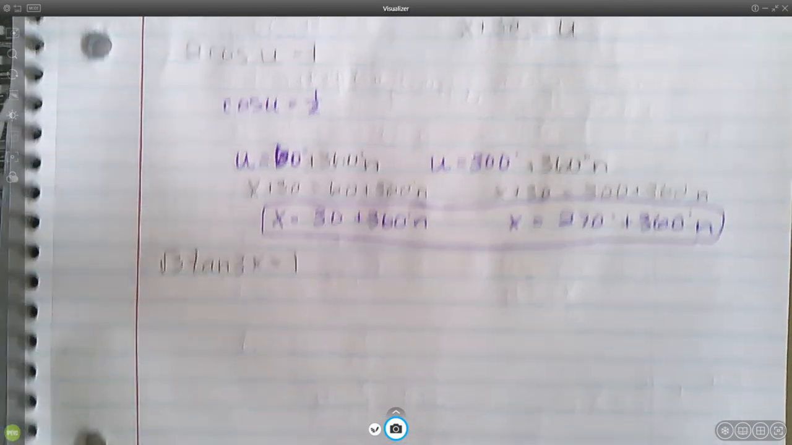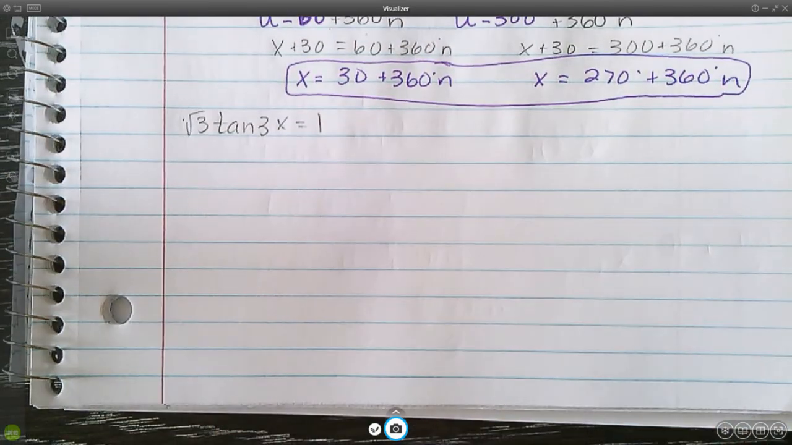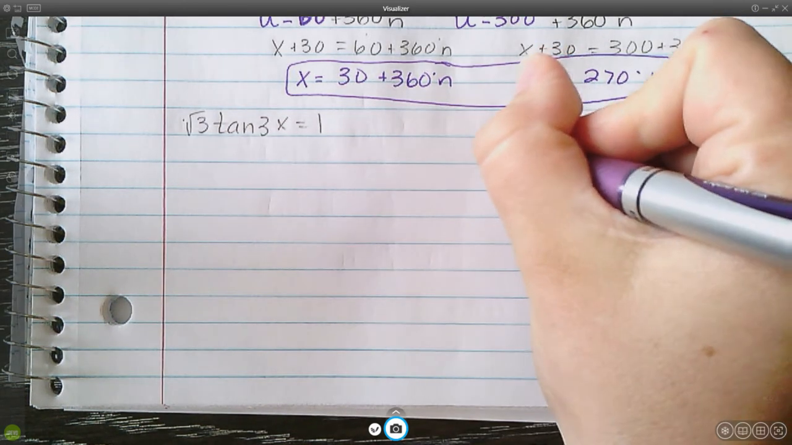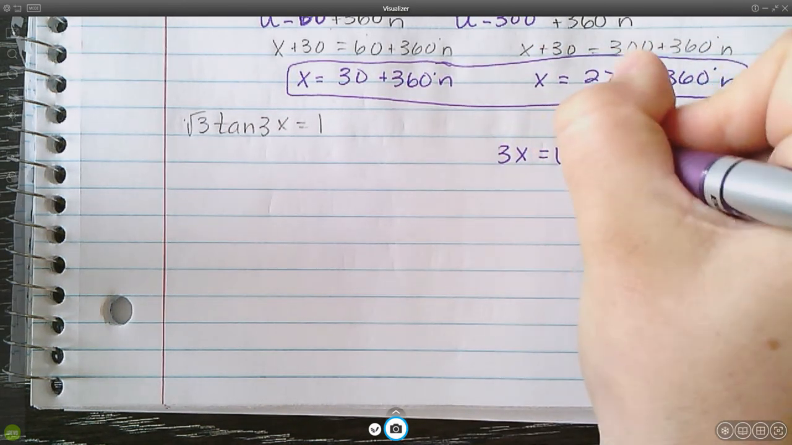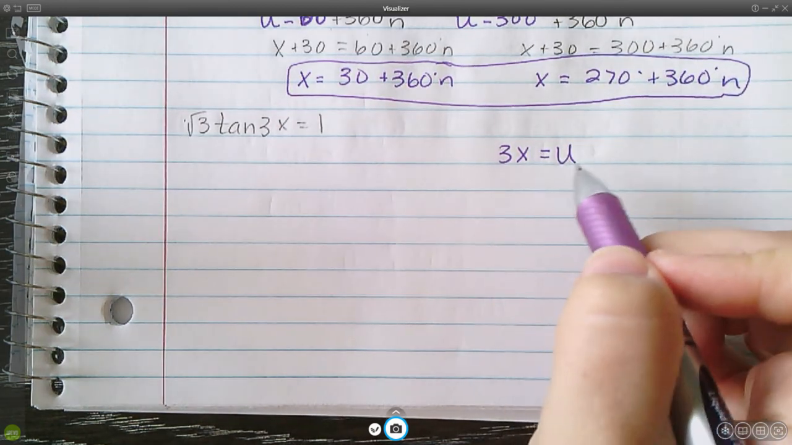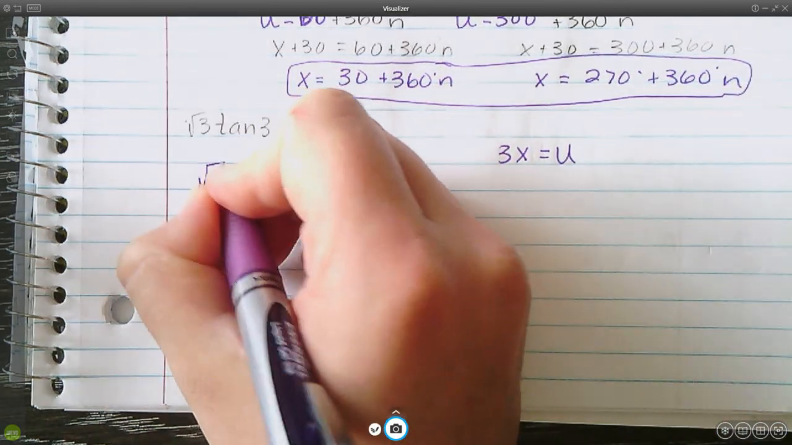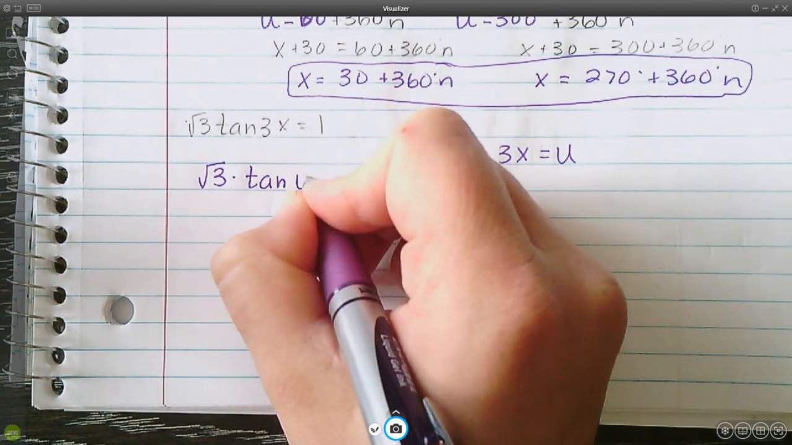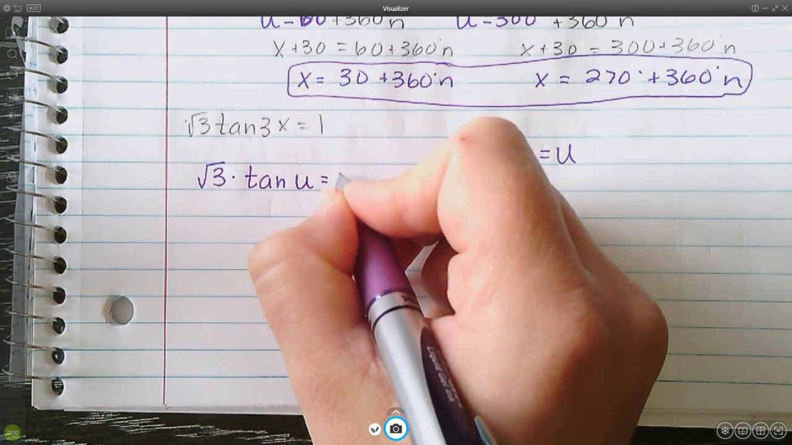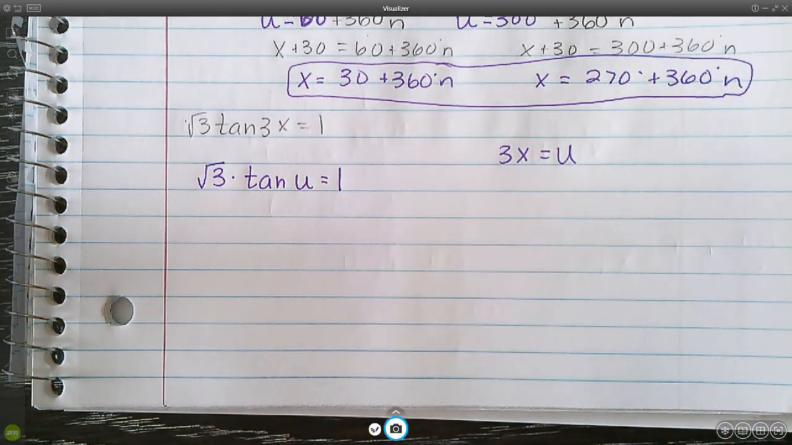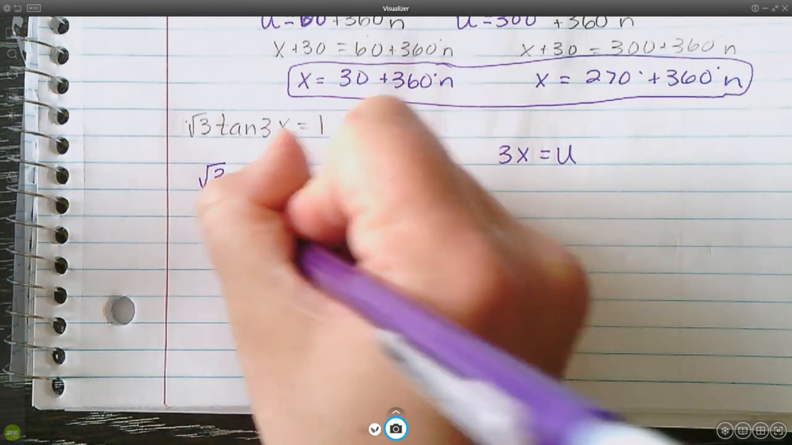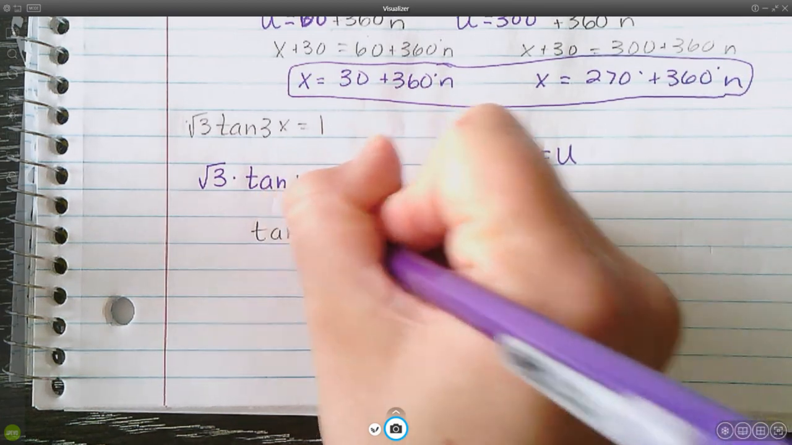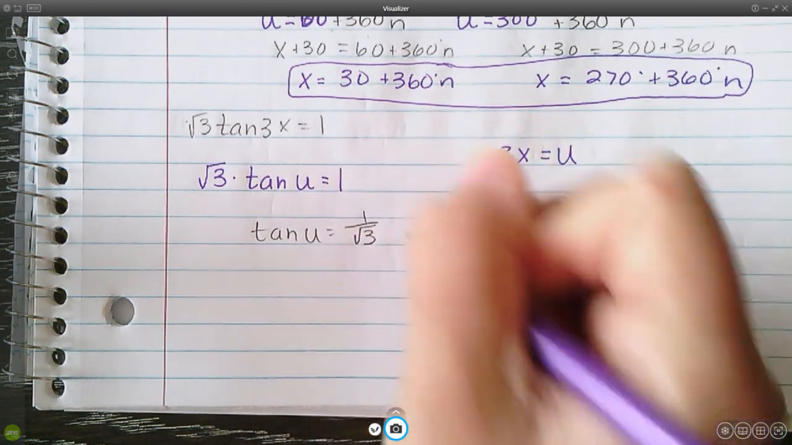Okay, the next one is using tangent. This is also from your homework. So we'll do the same thing we've been doing. We'll take 3x, and we'll set that equal to u. And then we'll take this u and substitute it in. So we have the square root of 3 times tangent of u equals 1. Divide both sides by square root of 3. So we have tangent of u equals 1 over square root of 3.